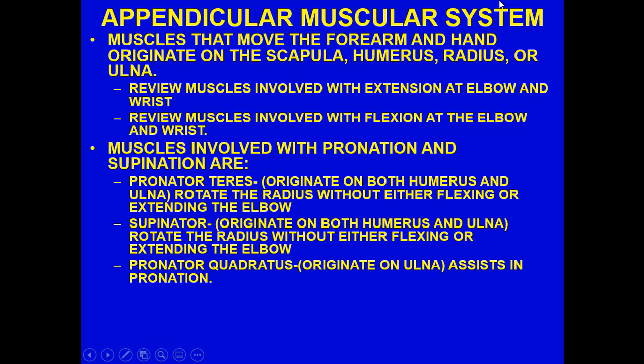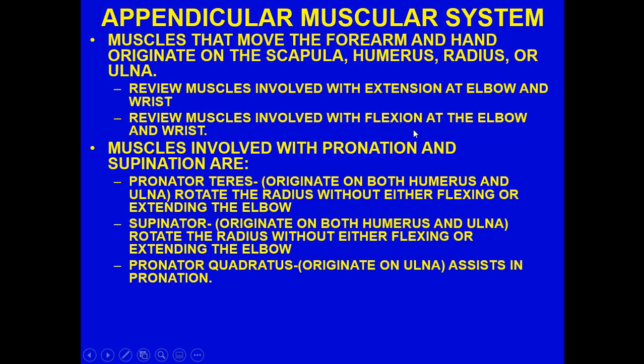Muscles that move the forearm and hand originate in the scapula, humerus, radius, and ulna. You need to review the muscles involved with extension at the elbow and wrist, and review the muscles involved with flexion at the elbow and the wrist. Almost like when someone flexes their muscle and says, see that muscle, but they're also flexing at the same time the wrist, curling the hand inward, and you're going to see all of these muscles acting in a particular way.